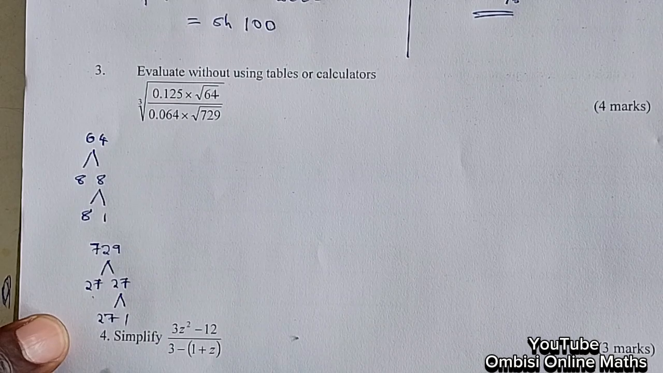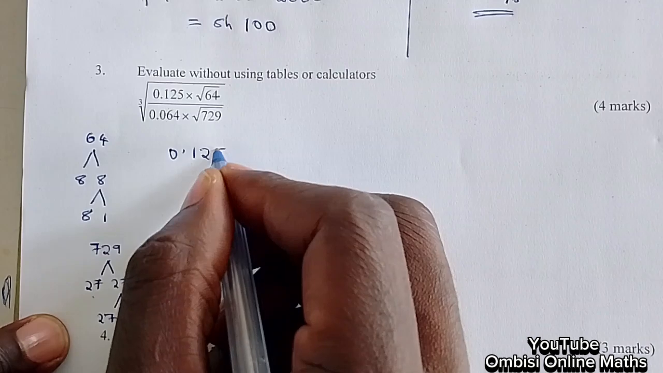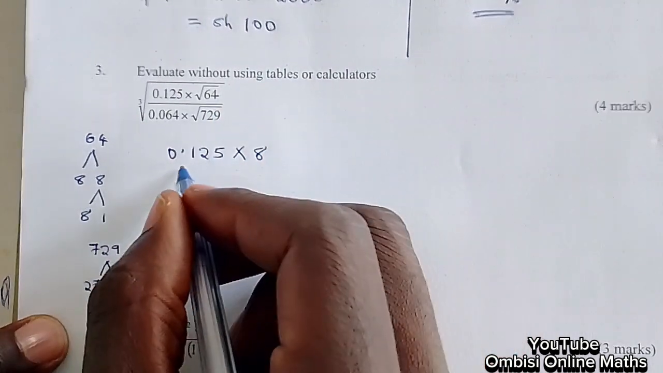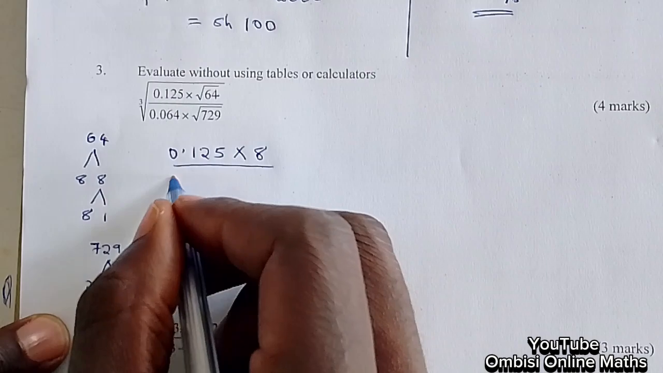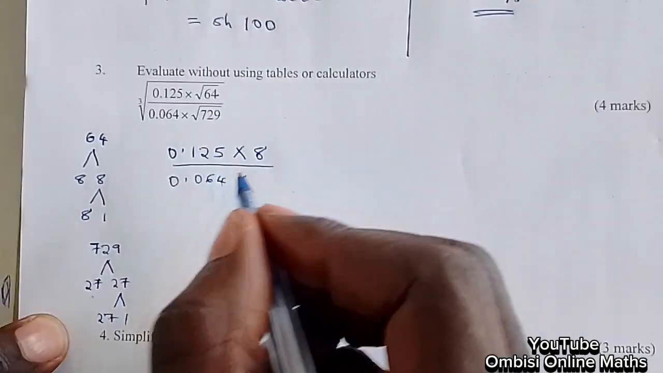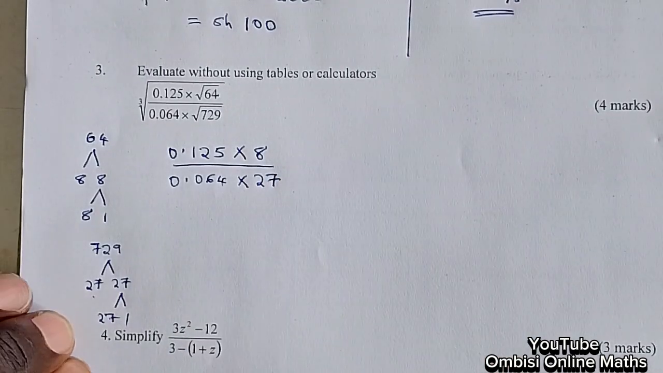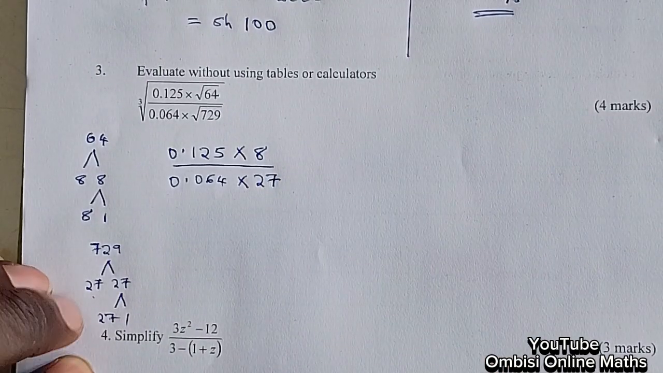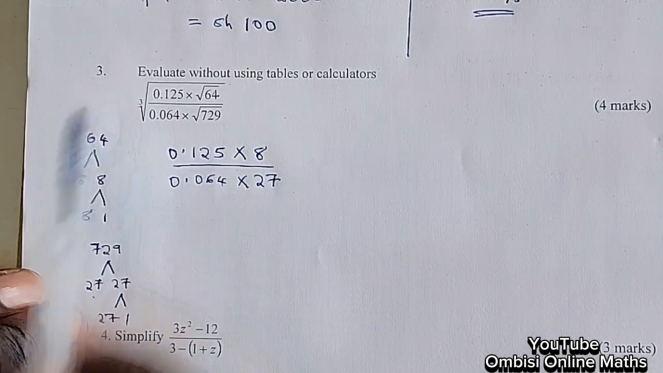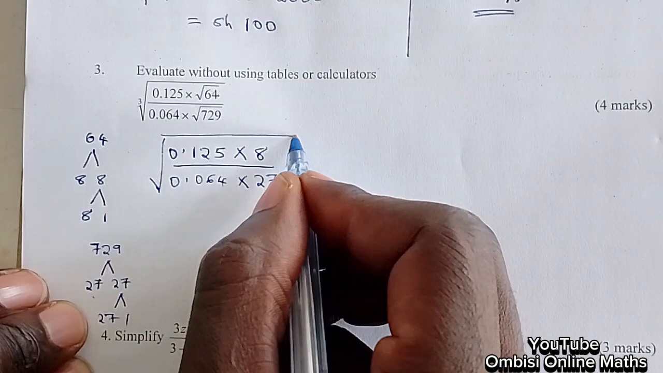So going ahead, we'll have 0.125 multiplied by the square root of 64, which is 8, then divided by 0.064 multiplied by the square root of 729, which is 27. They have said find the cube root of that. So we find the cube root of this.